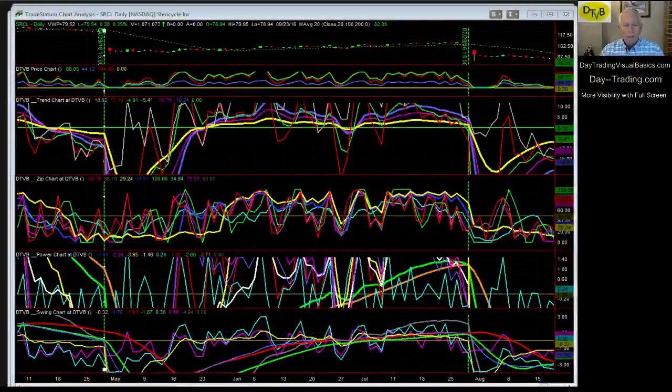Locating gaps on the trend chart can be a very effective way to find them. And I've got two examples here that are very similar in nature that are typical. And I'm going to show you how they can be put into a scan, or at least describe the rules that you might follow for a scan.